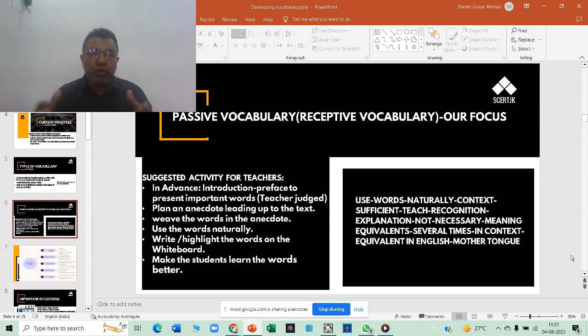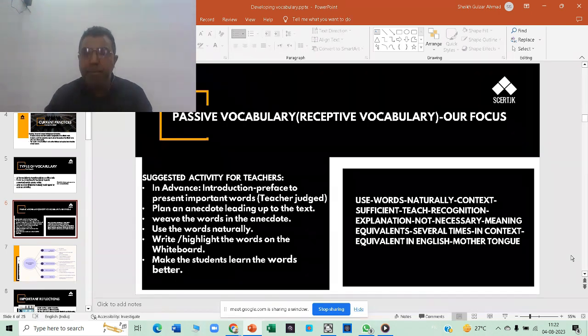So then, what should be there in this very anecdote? You should weave the words in this anecdote. All the difficult words, or all the passive vocabulary that you think is the passive vocabulary for the learner, should be part of your planned anecdote, part of your story, part of the conversation that you begin on that very fine day in the morning. So automatically and naturally you should lead from this very anecdote to the lesson.